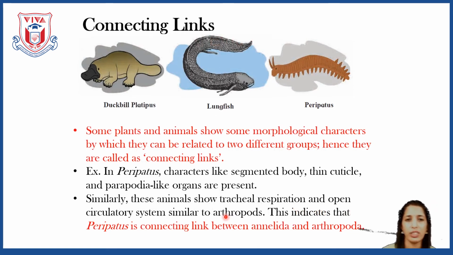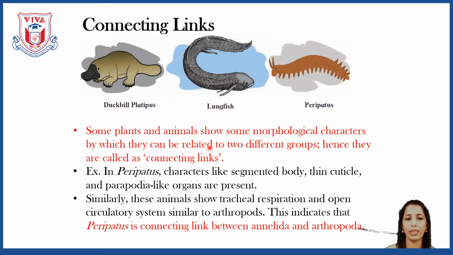The next evidence is the connecting link. Now a connecting link is basically a connection. It shows the connection between two groups, or we can say it is a link. It connects two different groups. Now here in the picture you can see three animals. They have given three examples for your syllabus, you can say. So these animals show the connections. We will see one by one.